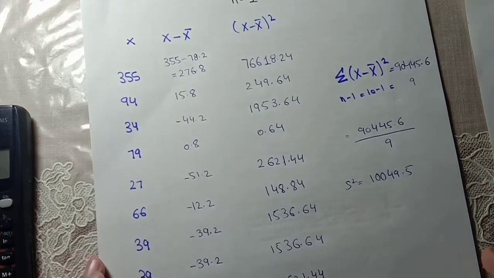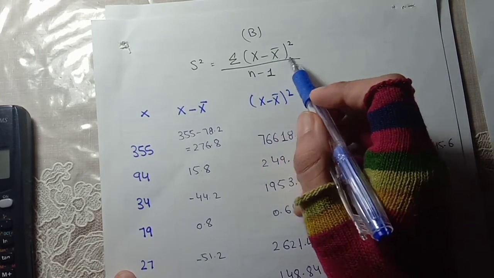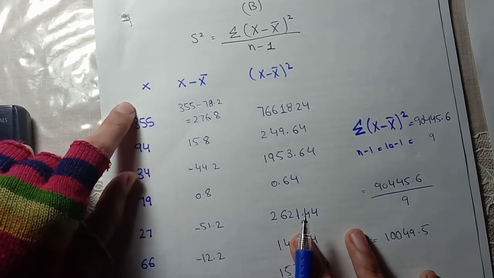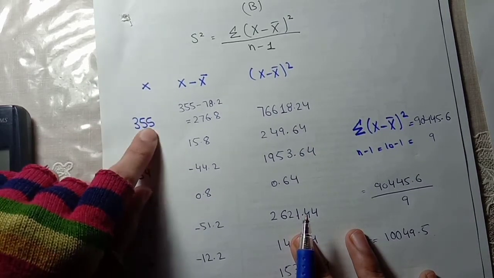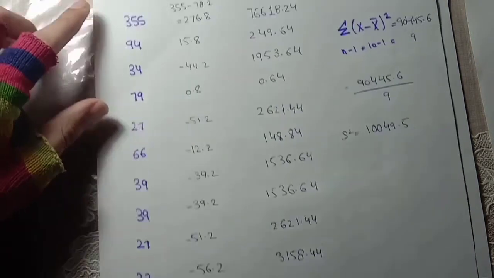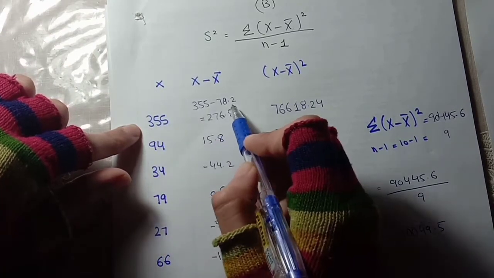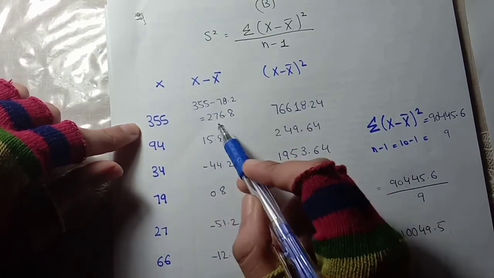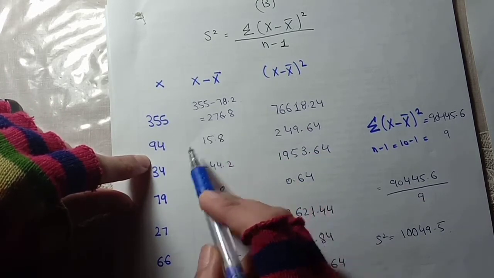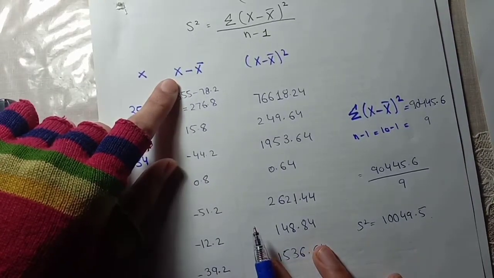Now we have to check our formula. It is x minus x bar, so we have to make a column of x minus x bar. We subtract x bar, which is 78.2, from each value of x. I have done 355 minus 78.2, and we get the value of x minus x bar. Similarly, 94 minus 78.2, and 34 minus 78.2, and so on. Then we have written this column.